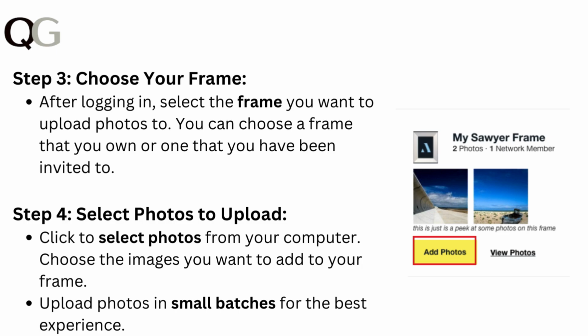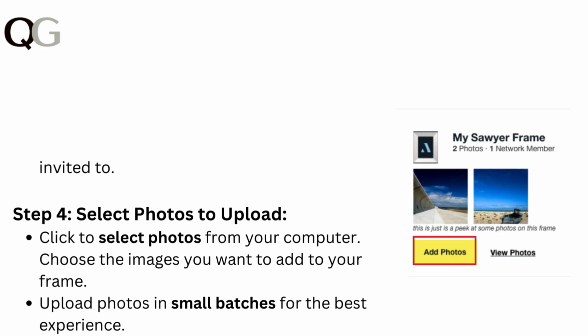Step 4. Select photos to upload. Click to select photos from your computer. Choose the images you want to add to your frame. Upload photos in small batches for the best experience.